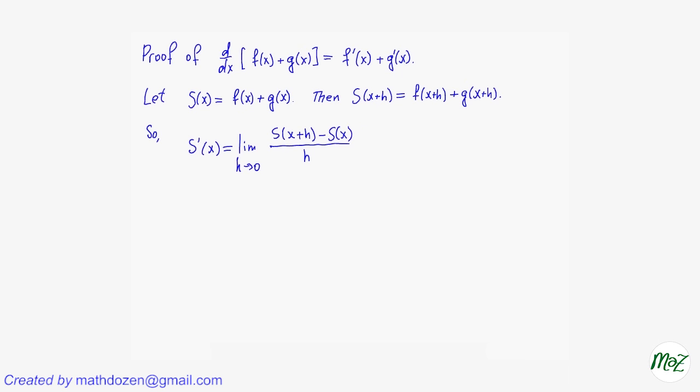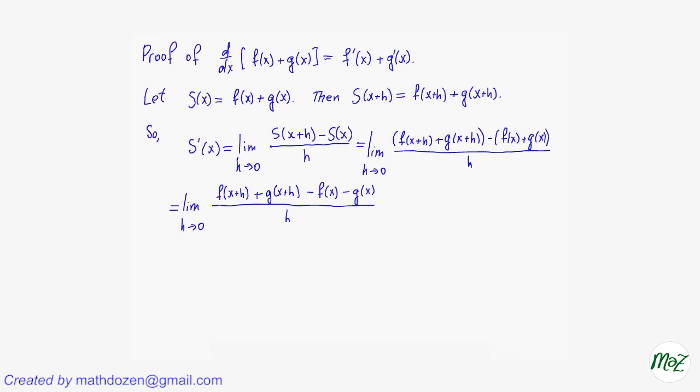So to set up the derivative of s, we make the limit as h goes to 0 of s at x plus h minus s at x over h, which by the above calculation is the limit as h goes to 0 of f of x plus h plus g of x plus h, all of that subtracted the sum of f of x and g of x. We remove all the parentheses and distribute this negative on the second parenthesis and get f of x plus h plus g of x plus h minus f of x minus g of x in the numerator.